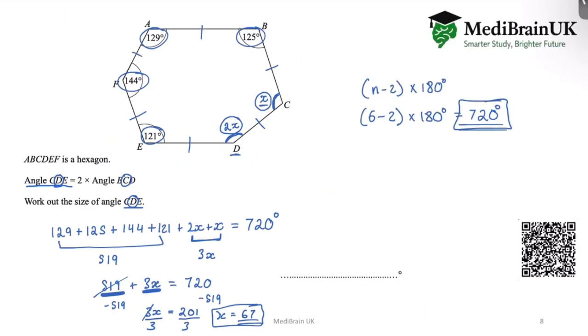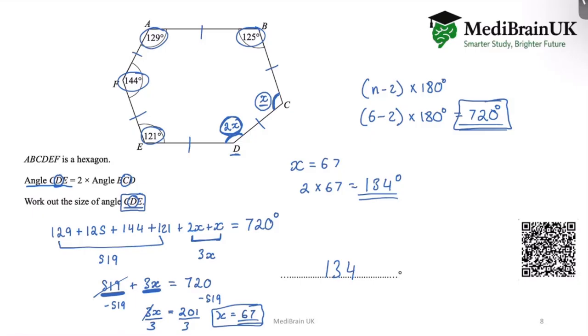But is that what we need to work out? We want to work out the size of angle CDE. We know that angle D is 2 lots of x. It's not just x, it's 2 lots of x, and we know that x is 67. So we're going to do 2 times 67, and that's going to get you what angle D is equal to. So that means that angle D is 134 degrees. Okay, so your answer is going to be 134 degrees.